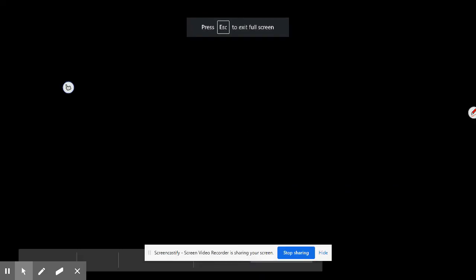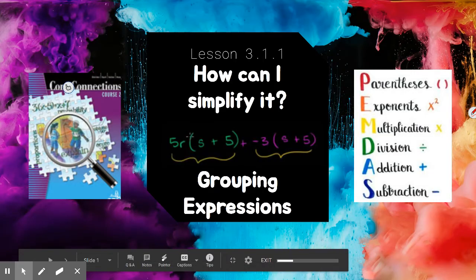All right, everybody. So today we are taking a look at 3.1.1. How can I simplify it? All right, so we're starting with Chapter 3, Grouping Expressions.